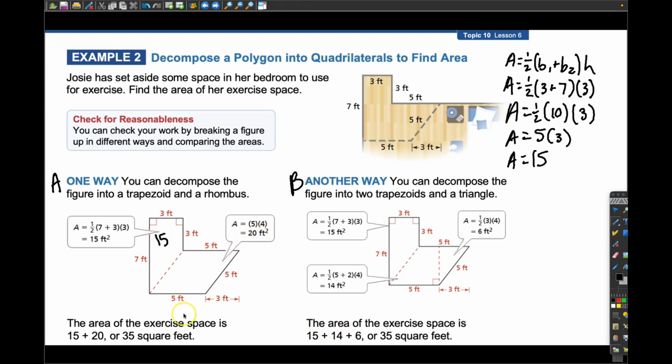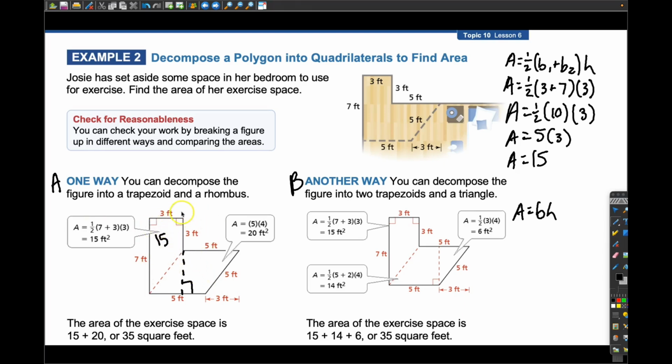Now we have this rhombus. Can we do 5 and 5? No. Well, A equals BH. We have to find the base and the height. Can we use this 5 for the height? No, because the height has to be perpendicular. So let's make a perpendicular line with the base. This will create a right angle right here. So what is this? I don't know. They don't give me any numbers. I have to do my research.